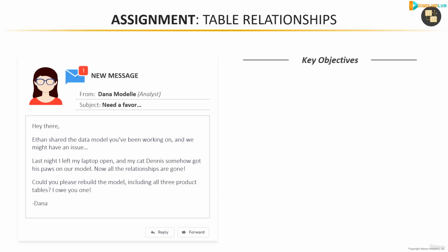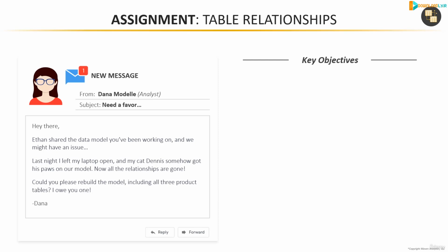So Dana says, "Hey there, Ethan shared the data model you've been working on, and we might have an issue. Last night I left my laptop open, and my cat Dennis somehow got his paws on our model. Now all the relationships are gone. Could you please rebuild the model, including all three product tables? I owe you one, Dana."